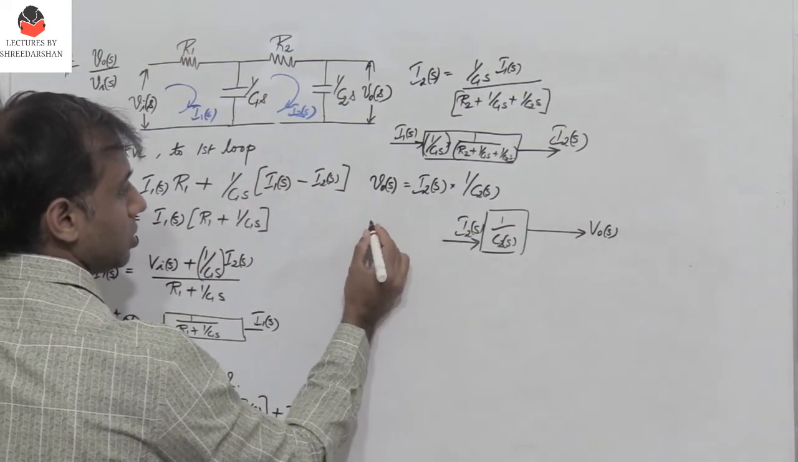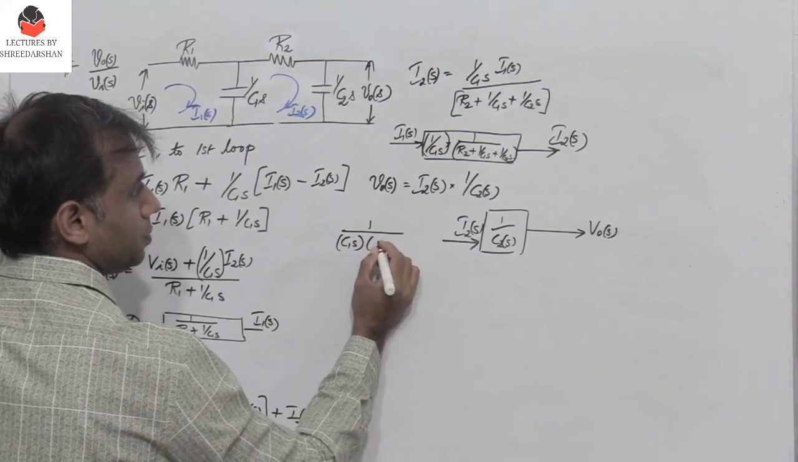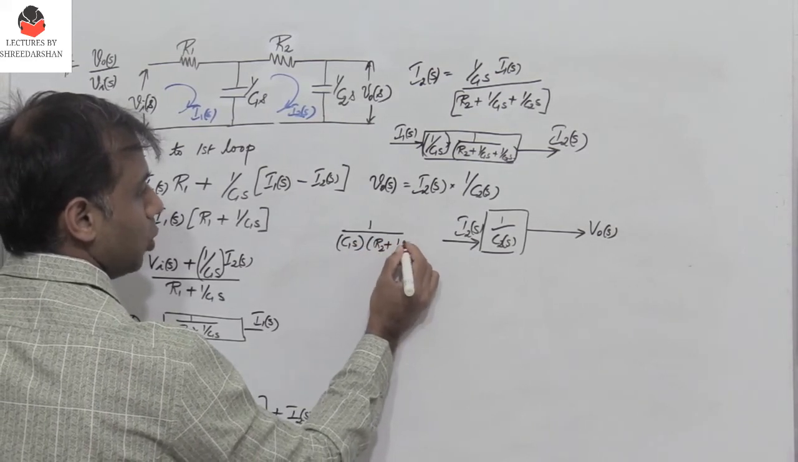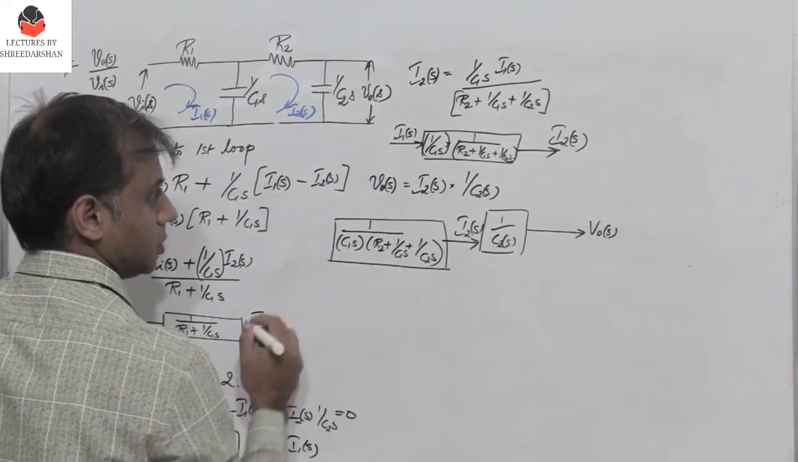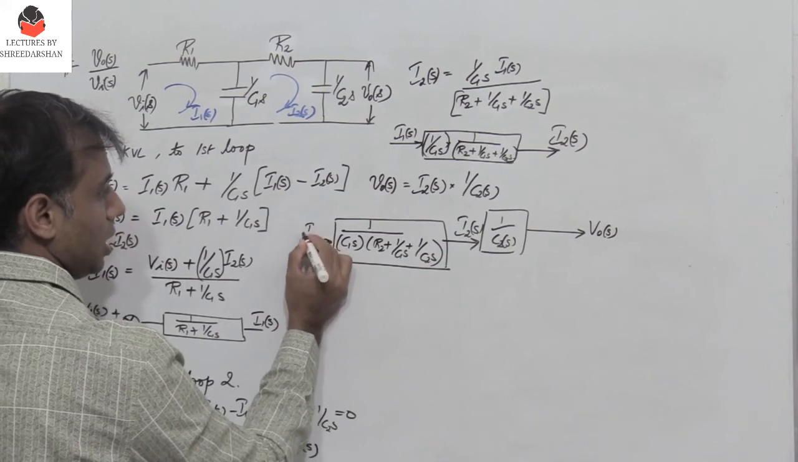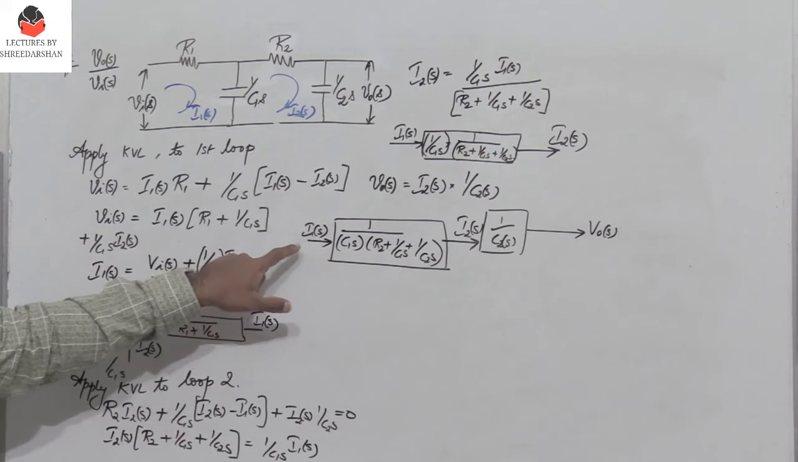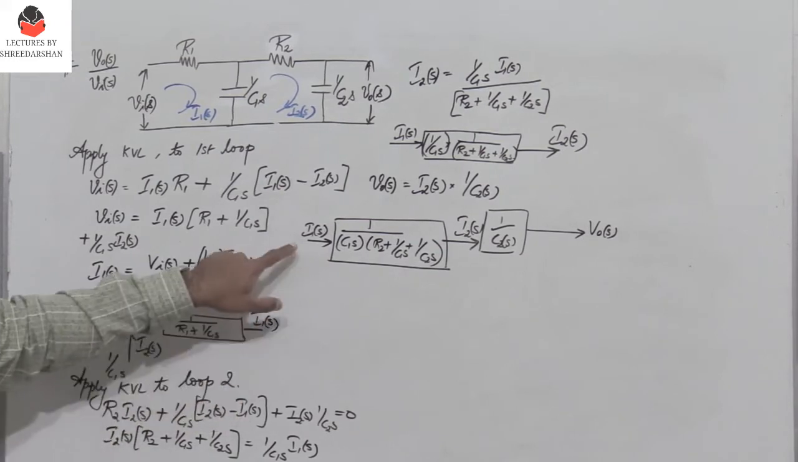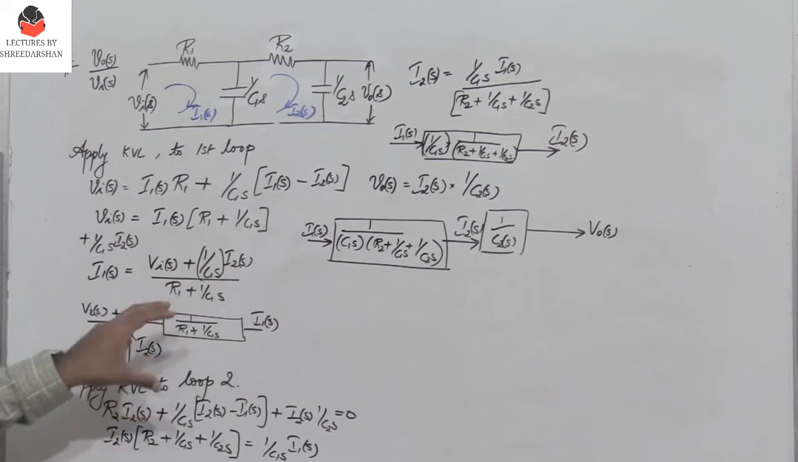So I would get 1 divided by C1s into R2 plus 1 by C1s plus 1 by C2s. Alright, so the input here is I1 of s. Now the output of the previous block is I1, and here the input is I1. So this block can be combined here; I can fit this block here.